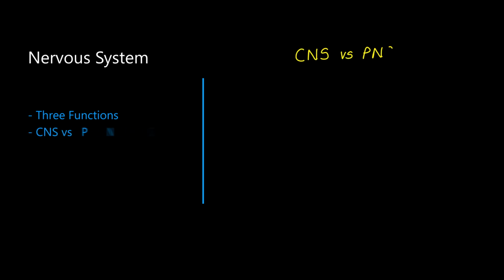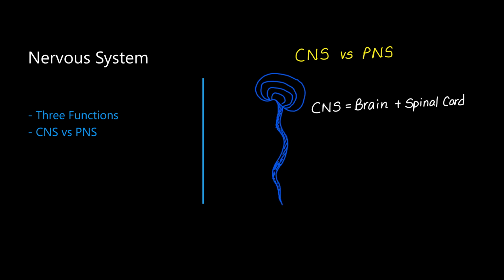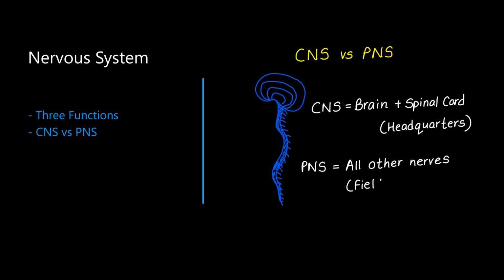Your nervous system splits into two main divisions. The central nervous system, or CNS, is your brain and spinal cord. The peripheral nervous system, or PNS, is everything else, all the nerves running through your body carrying information to and from the CNS. Think of the CNS as headquarters and the PNS as the field agents.